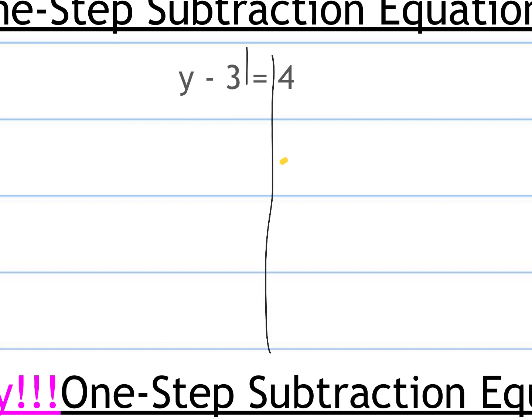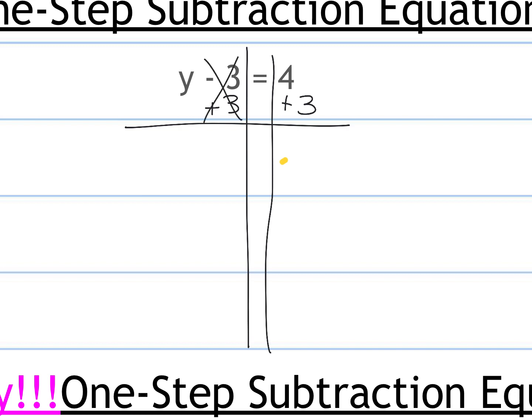So y minus 3 equals 4. y is being subtracted by 3, so the opposite would be adding 3. -3 plus 3 is 0, so I'm left with y. 4 plus 3 is 7. And then I'm going to put 7 into the original equation. So 7 minus 3 is 4. So that checks. So I go back and I know that y is 7.